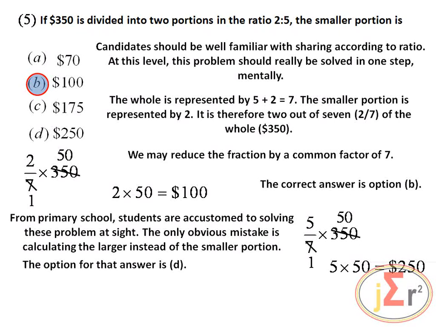So if a candidate made a mistake and found the greater instead of the lesser portion, then the answer would have been there for the error that the candidate would have made.